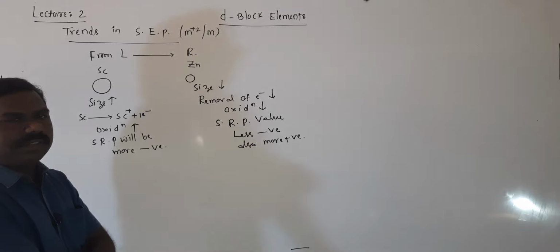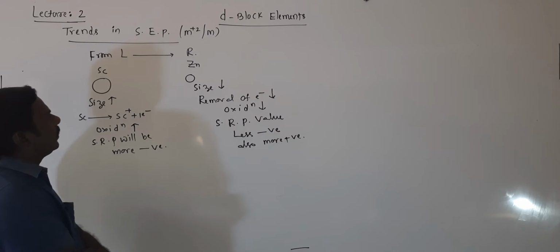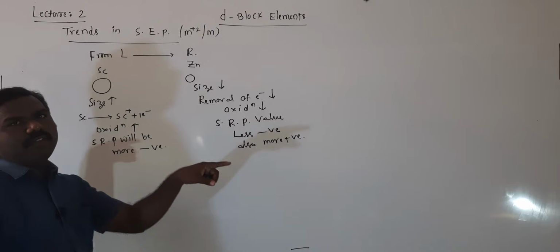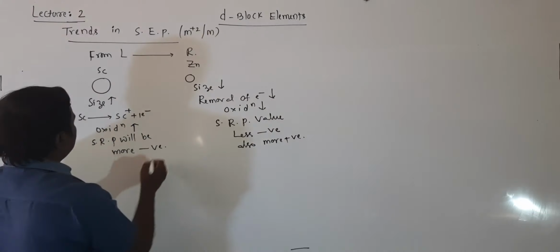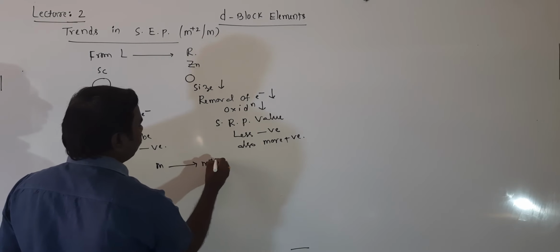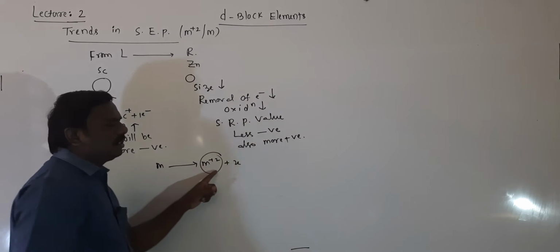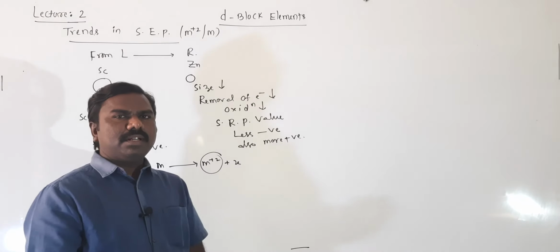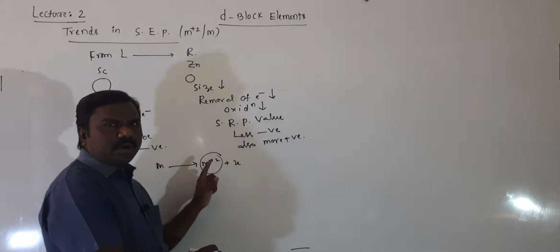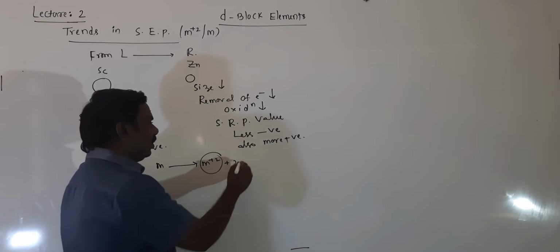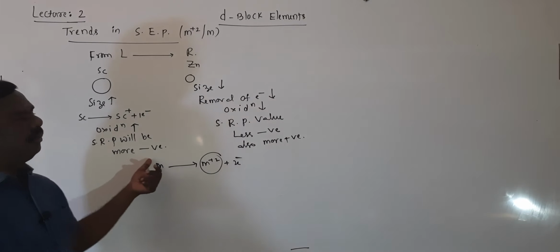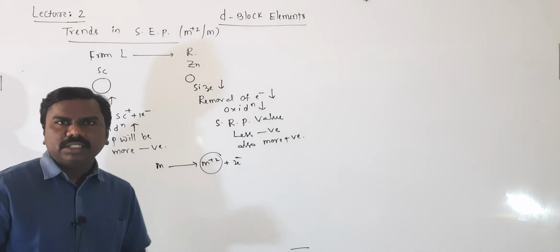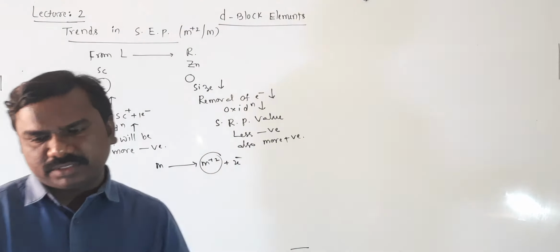Simply, observe clearly that SRP values depend upon the removal or gaining of electrons. Here, metal is converted into M2+ by losing electrons. Plus 2 is the general oxidation state of transition elements. To stabilize the plus 2, electrons must be removed, which is nothing but oxidation. So obviously, for oxidation, the SRP value will be negative. This is the information you should remember first of all.